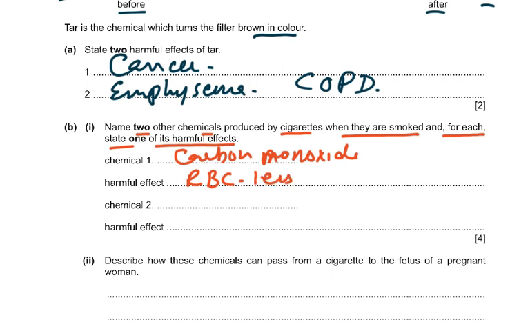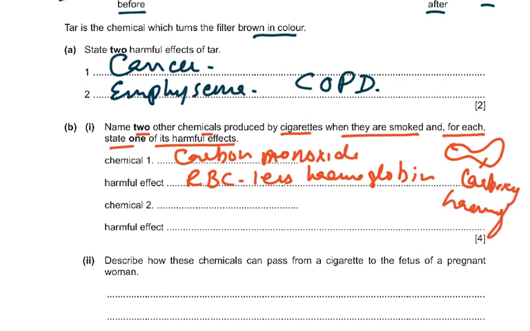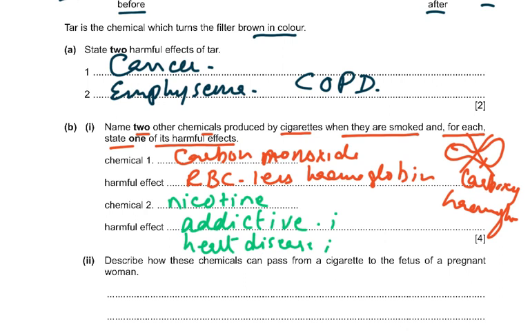So less hemoglobin. Why less hemoglobin? Because you have to understand why we are talking of less hemoglobin. Because this red blood cell has carboxyhemoglobin. Why? Because the carbon monoxide has combined with hemoglobin to form it. Now, this red blood cell cannot transport oxygen. So, less oxygen to the body parts. This is what you had to understand. For the second chemical, you could have said nicotine, and it's addictive, so it increases the desire to smoke.